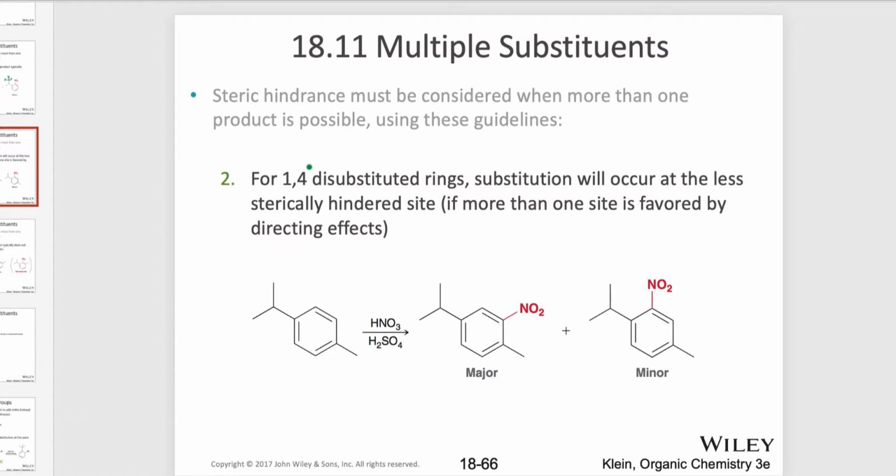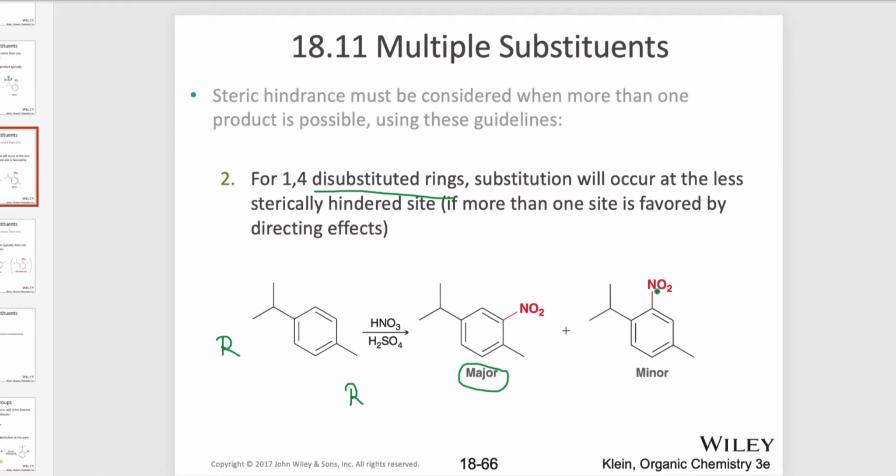If we have 1,4 di-substituted rings, substitution will occur at the less sterically hindered site. So now we have two alkyl groups, R here and another R over here. But of course the methyl group is much smaller than the isopropyl group here. So as we do our net addition of nitration for NO2 addition, so HNO3 in the presence of an acid catalyst, here the sulfuric acid, generates NO2 plus as the electrophile. We now see that the ortho position of the less sterically hindering R group is going to be favored. So that's going to be your major.